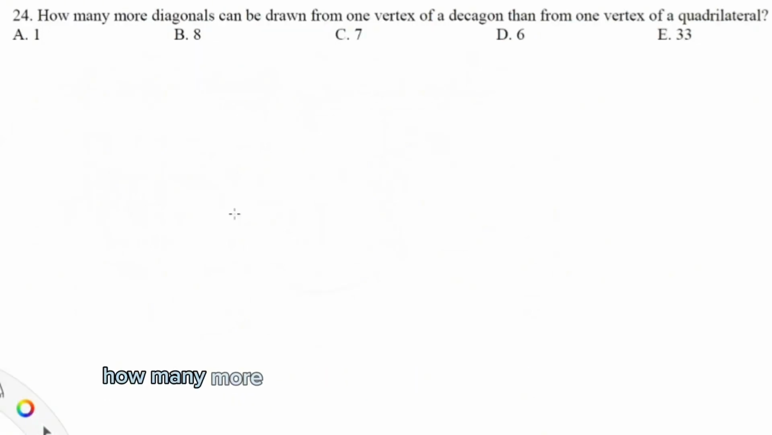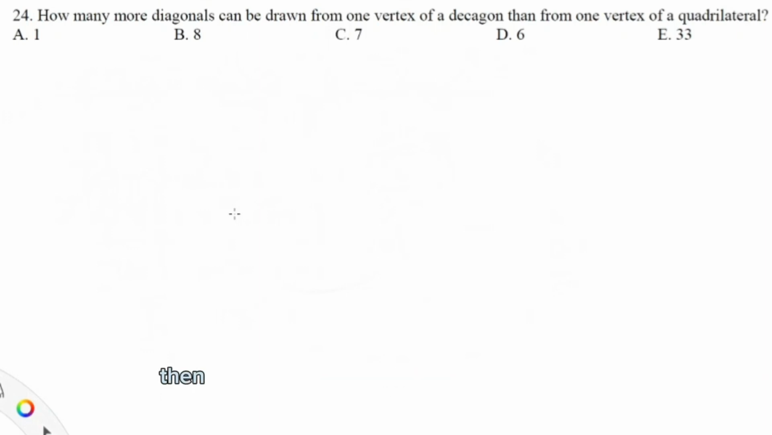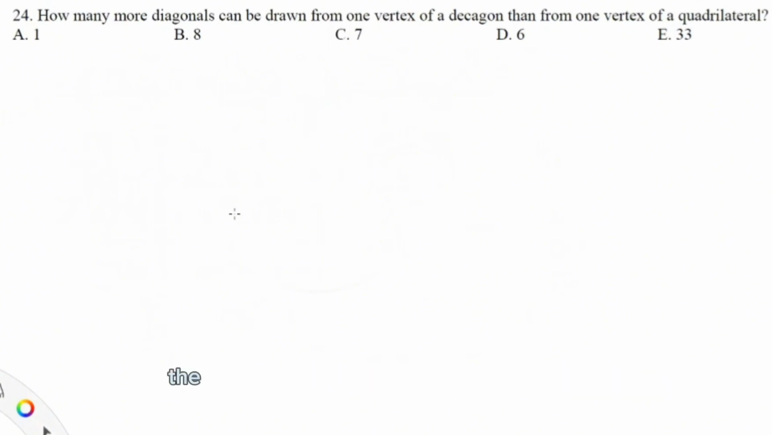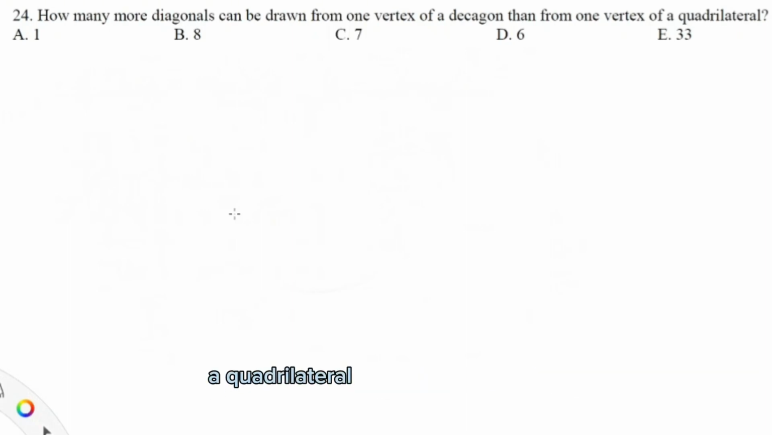Next, how many more diagonals can be drawn from one vertex of a decagon than from one vertex of a quadrilateral? Alright, the first thing we need to do is find out how we can find the diagonals drawn from one vertex. In a shape, there are a certain amount of sides. For example, a quadrilateral is a 4-sided shape. So, to find the diagonals from one vertex, we need to know how many sides there are.